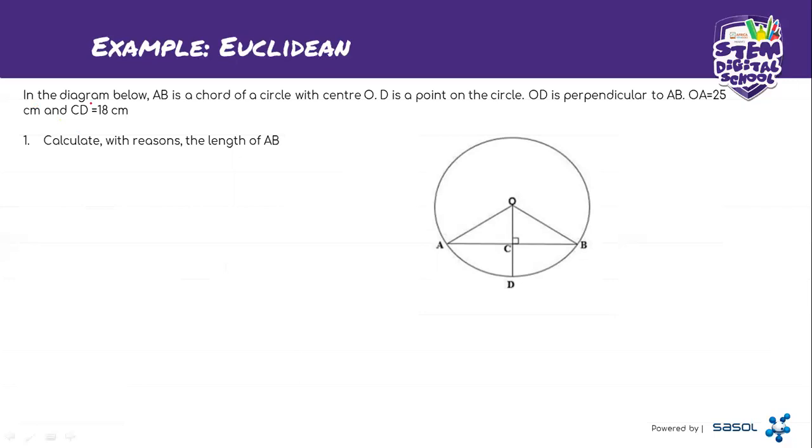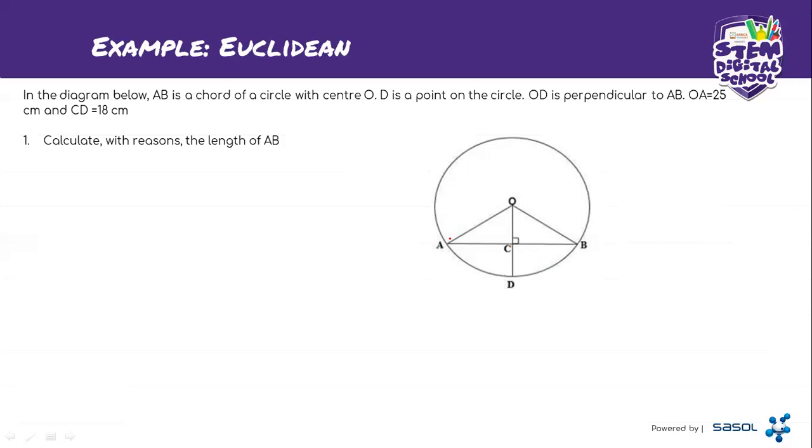All right. In the diagram below, AB is a chord of a circle with center O. D is a point on the circle. OD is perpendicular to AB. OA is equal to 25 centimeters, and CD equals 18 centimeters. Calculate with reason the length of AB. Then we are looking for that length there.